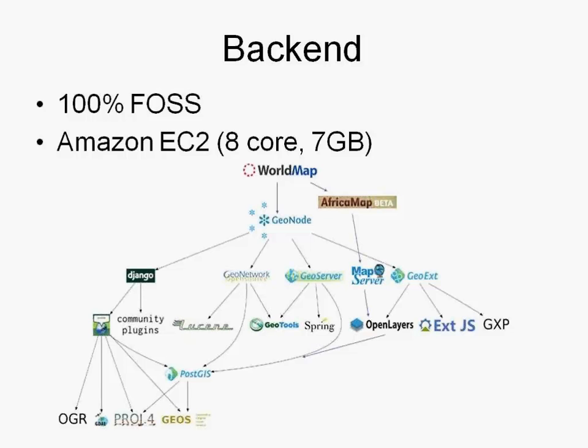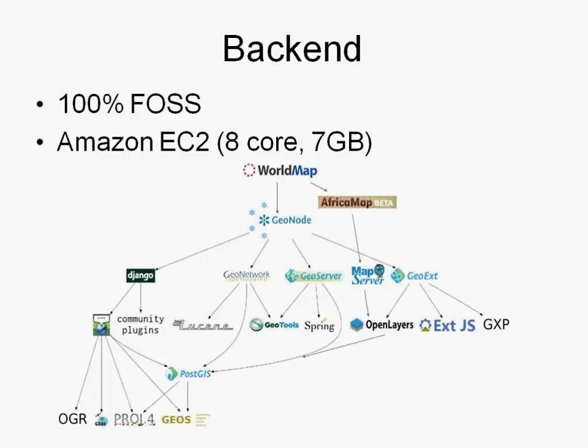That's the stack. In a sense, you can think of WorldMap as a very heavily customized version of GeoNode, in which we've added a whole bunch of new features. GeoNode itself is a Python wrapper, written in Django, for a whole bunch of really nice GIS components or modules that have evolved over the last 10 or 15 years. They're very robust, and they've all evolved together, so they talk to each other really well. And so we're standing on a lot of shoulders.